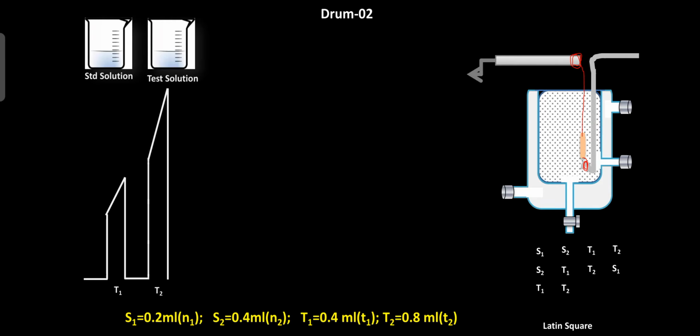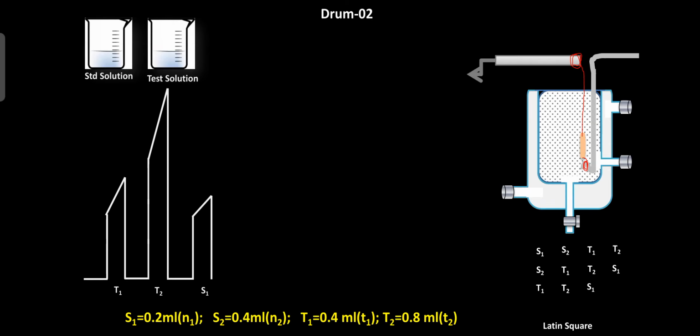So after the washing period, record the baseline without any drug for 30 seconds. Then add 0.2 ml of standard solution and record responses due to additions of S1, that is 0.2 ml of standard solution, for 30 seconds. After 30 seconds, stop the drum and change the thyroid solution.